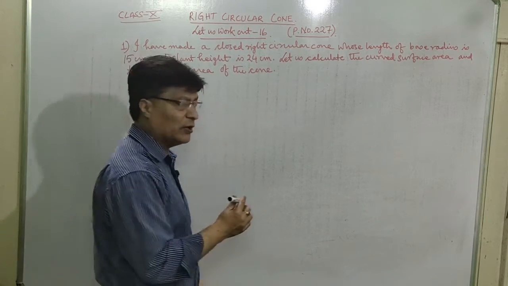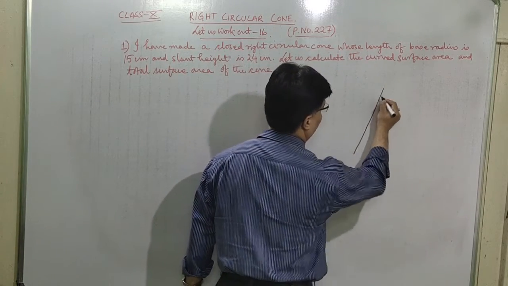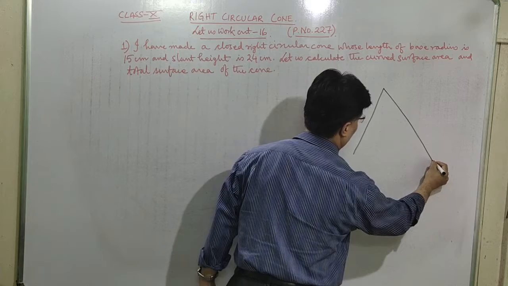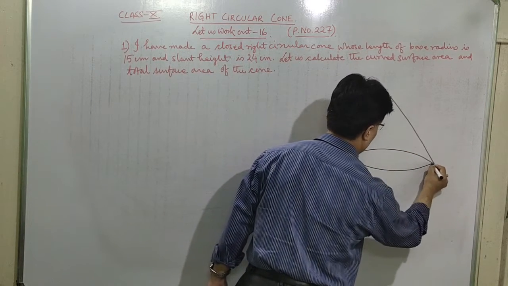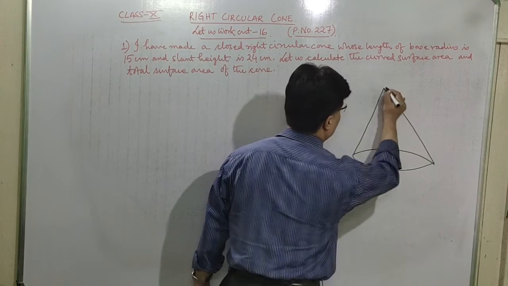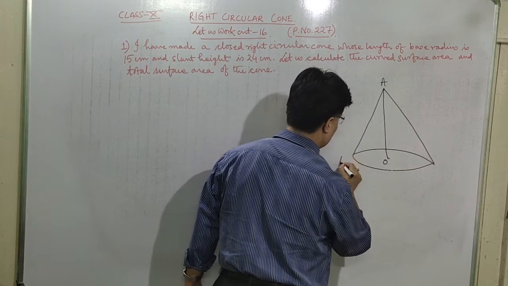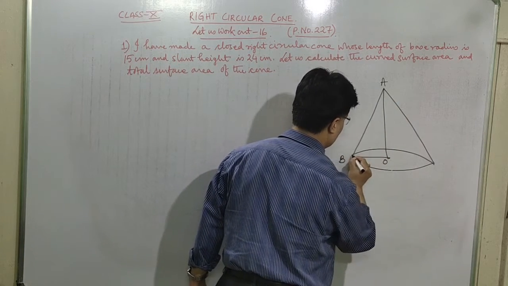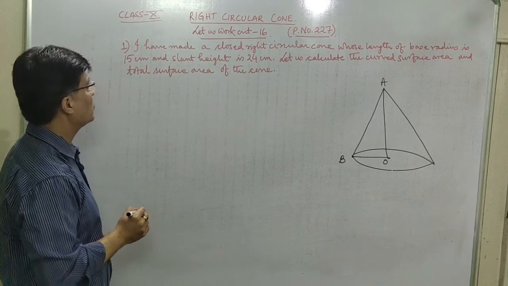So let us make the figure here. So this is the cone, right? And suppose this is the center of the base, O, and this is A. AO is joined and here this is B. This point is B. So OB is the radius of the base of the cone.